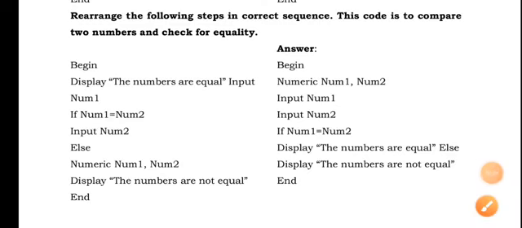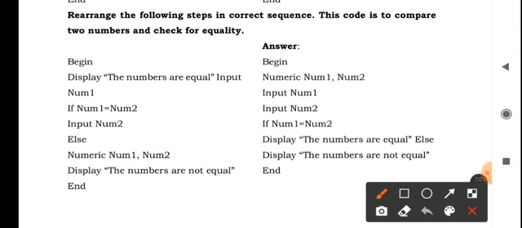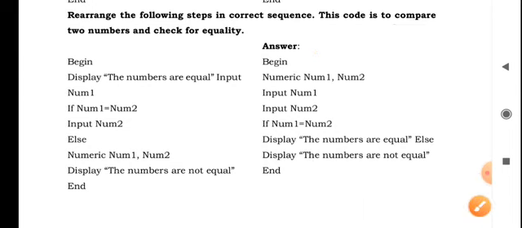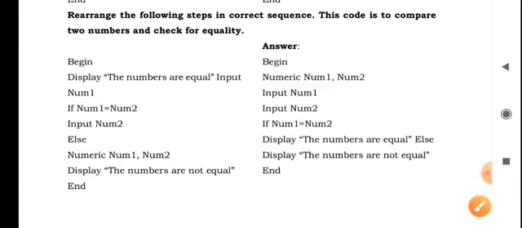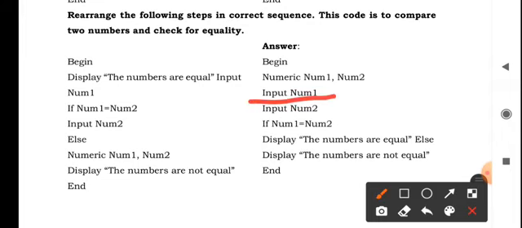The second question, we have to compare two numbers. For comparing two numbers, how many variables are required? We require only two variables. As usual, the first step is begin, the last step is end. We require two variables, both in the numeric data type, numeric num1, num2. After that, we have to give the input value for the first number and the input value for the second number.